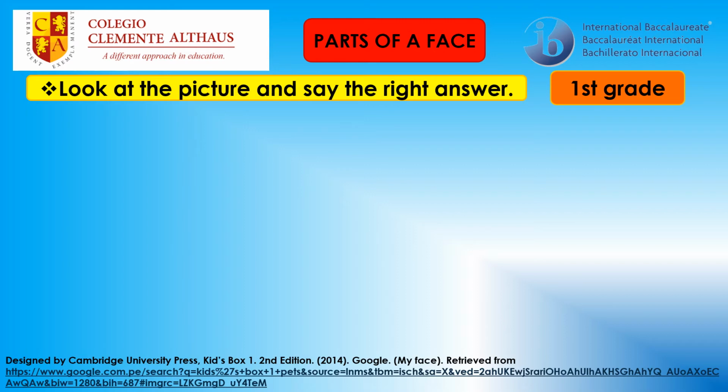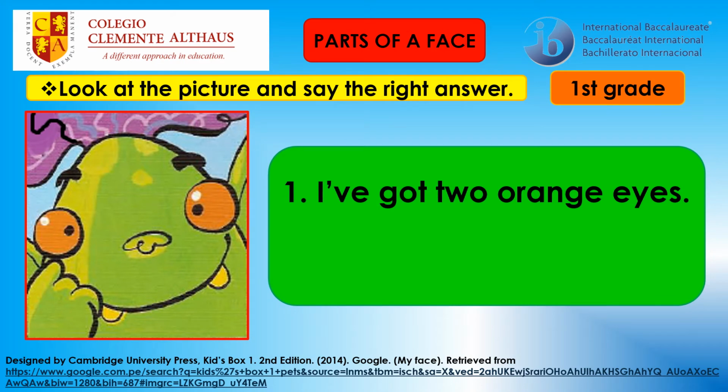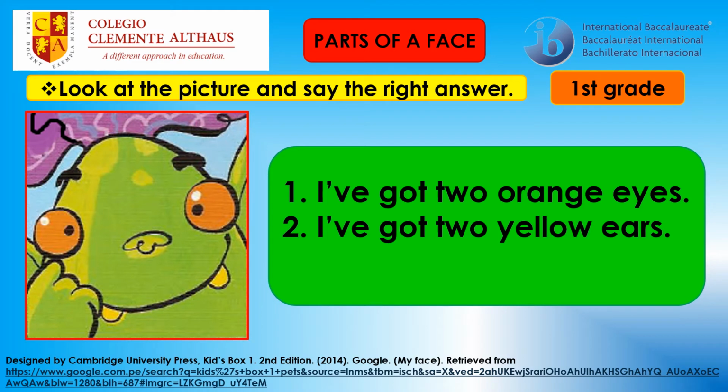Parts of a face. Look at the picture and say the right answer. Number 1. I've got 2 orange eyes. Number 2. I've got 2 yellow ears. Number 3. I've got 2 red ears.